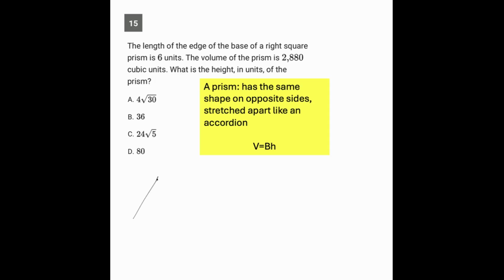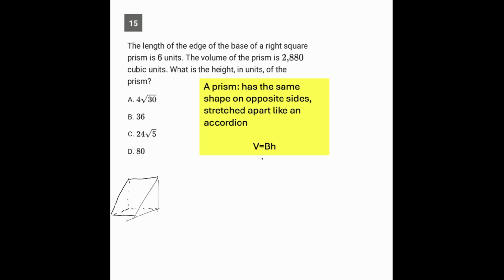For instance, I might have this triangle and I might have a similar triangle, an exact same triangle on the opposite side. And if they're stretched apart like an accordion, then that's what a prism is.